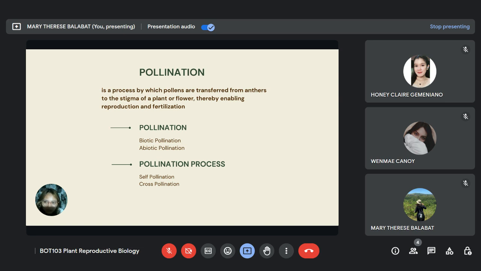Now we'll talk about pollination. It is a process by which pollen is transferred from anthers to the stigma of a plant or flower, thereby enabling reproduction and fertilization. So pollination has two types. We have here the biotic pollination and the abiotic pollination. And then it has two processes, namely self-pollination and cross-pollination.